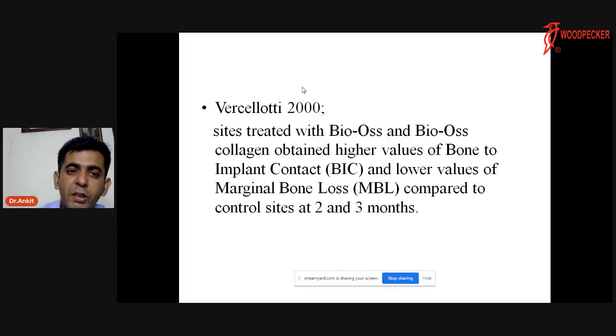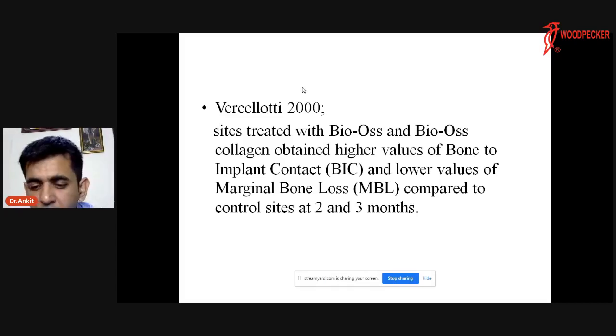Now coming to the review of literature, Vasiloti in the year 2000 says that sites treated with bio-oss and or bio-gide collagen obtain more bone to implant contact, known as BIC. If we pack it with a graft and cover that whole unit with a collagen membrane, the marginal bone loss values are very low at the control site at the end of 2 to 3 months, right?